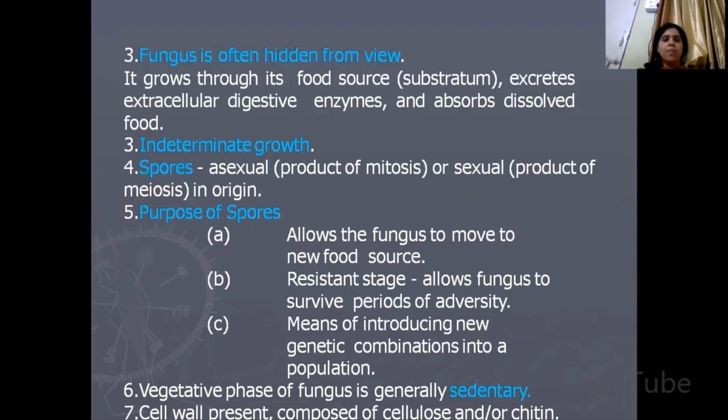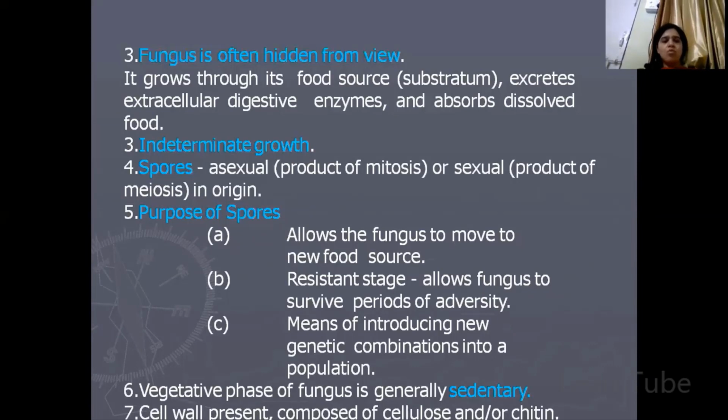Next, the fungus is often hidden from view, meaning you cannot see it easily. It grows through its food source, excretes extracellular digestive enzymes, and absorbs the dissolved nutrients. So external digestion takes place and then it absorbs whatever digested material is there. Next is indeterminate growth. You cannot control the growth of fungus. Unless and until it gets nutrition, it will keep on growing.